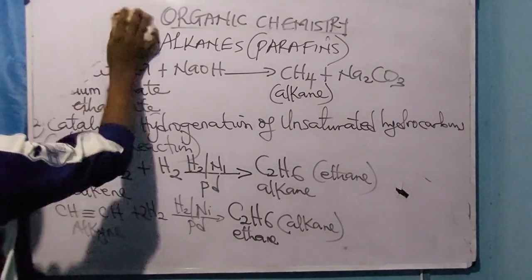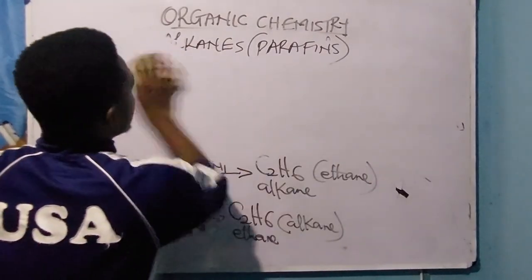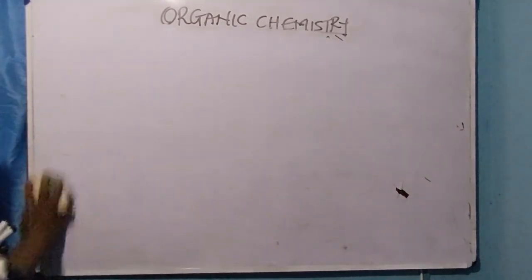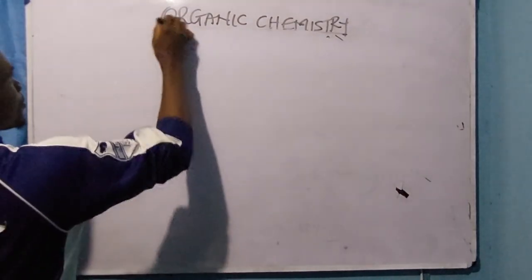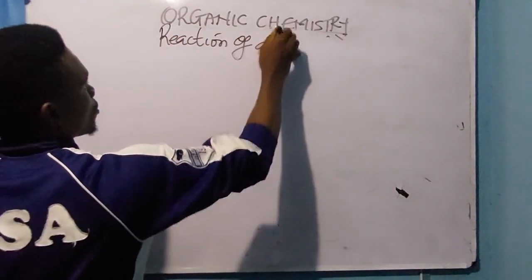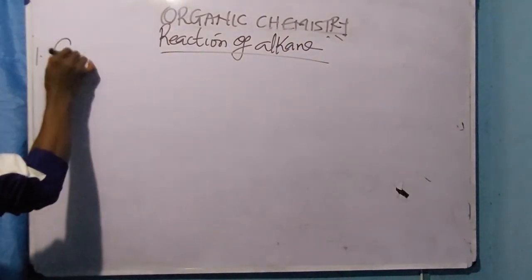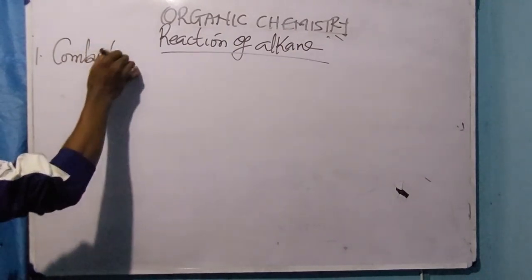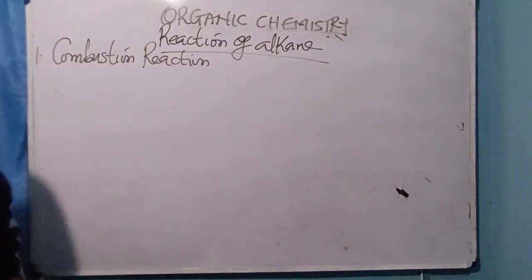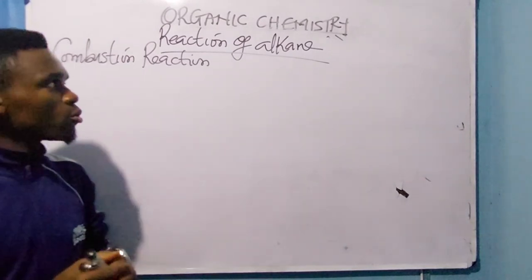Reactions of alkanes. What kind of reaction do they undergo? Reactions of alkanes. One, they undergo combustion reaction. This combustion reaction is common to all organic compounds.